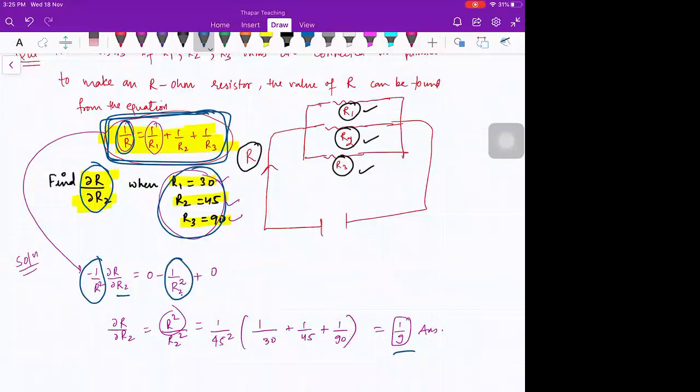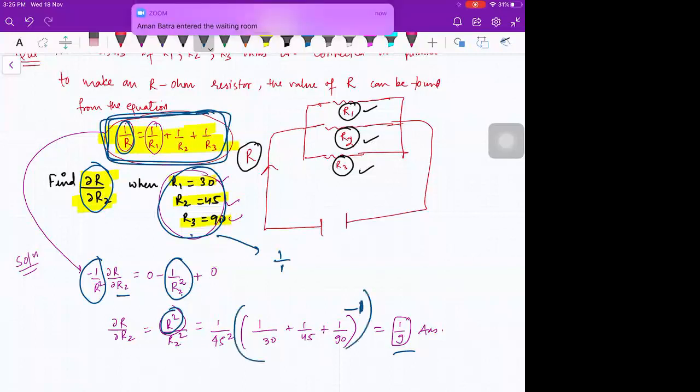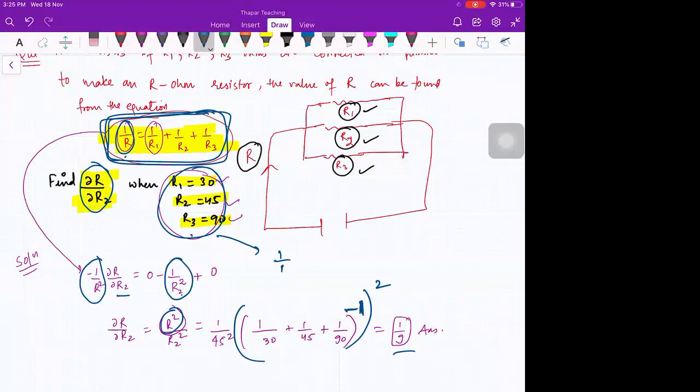First, we have to find the value of R. Yes, obviously R is needed. So we have R1 inverse, R2 inverse, R3 inverse, the whole thing on the right hand side. Then you also have to square it. You have to take the inverse and square also. The final answer will be 1 by 9. Here it is inverse because we have 1 by R, and then you have to square it also.